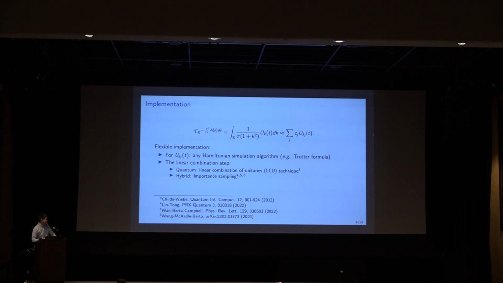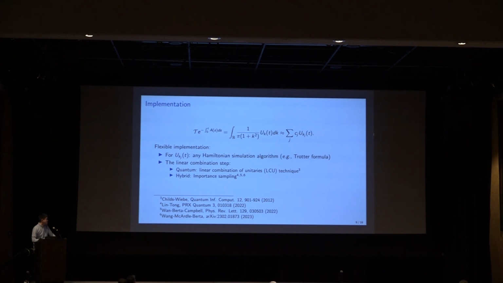And then to implement that, all the remaining parts are quite flexible. For example, we need to implement our unitary operators, which are basically just Hamiltonian simulation operators, and you can use whatever we want, for example the simplest Taylor formula, or some other method. So those can be implemented by any Hamiltonian simulation algorithm. And after that, we need to do this linear combination step.